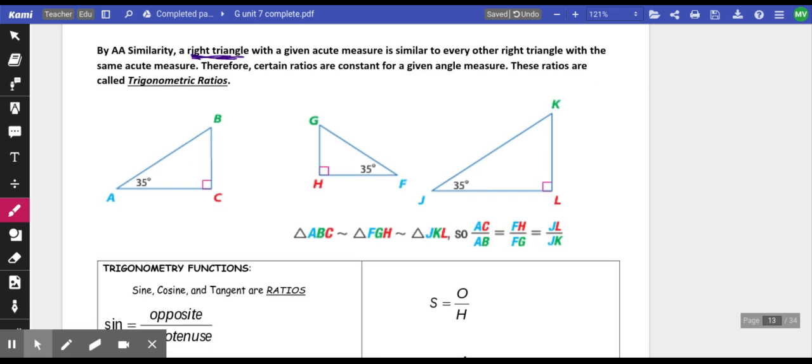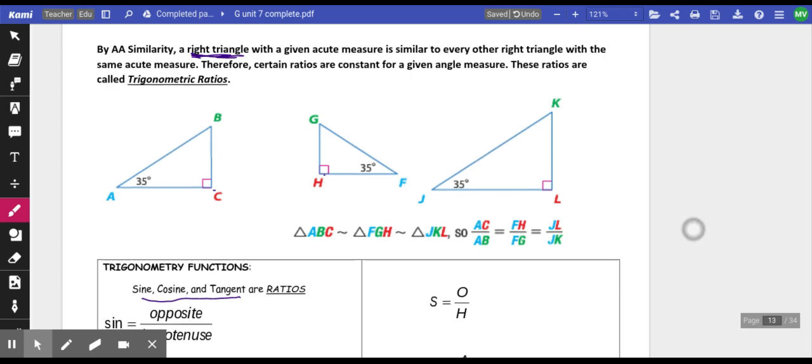So what we're saying there is since I know that ABC, FGH, and JKL all have a right angle, and they all have one angle that's 35, all those triangles are similar. And so therefore, we can have these ratios called sine, cosine, and tangent that work if I know the angle measure.